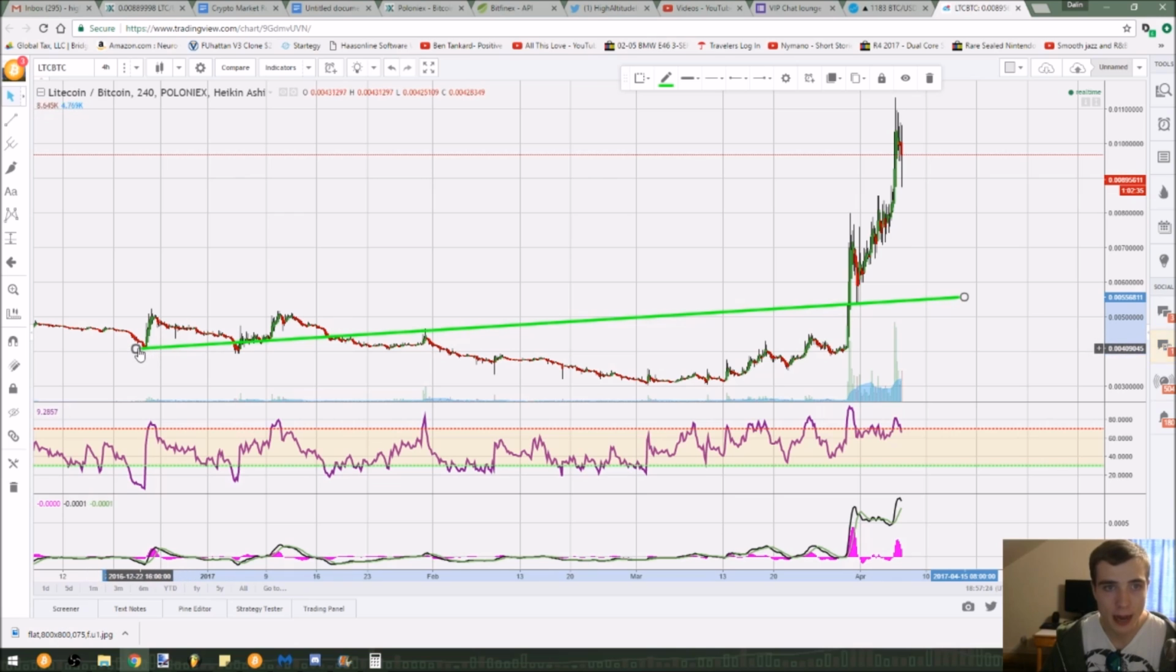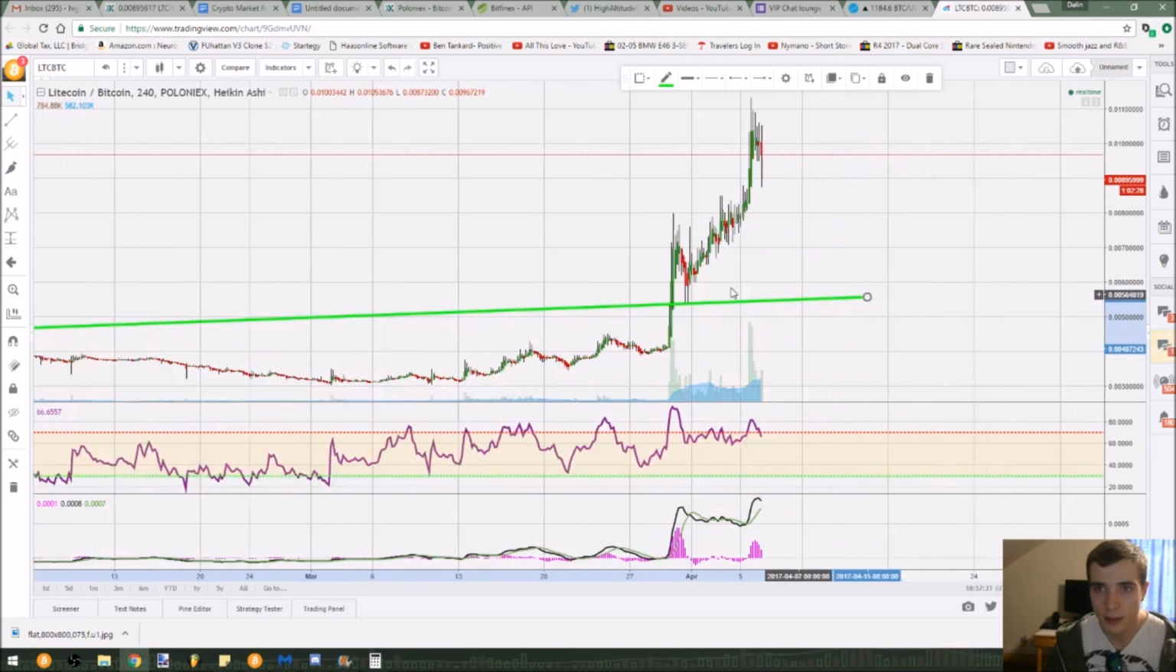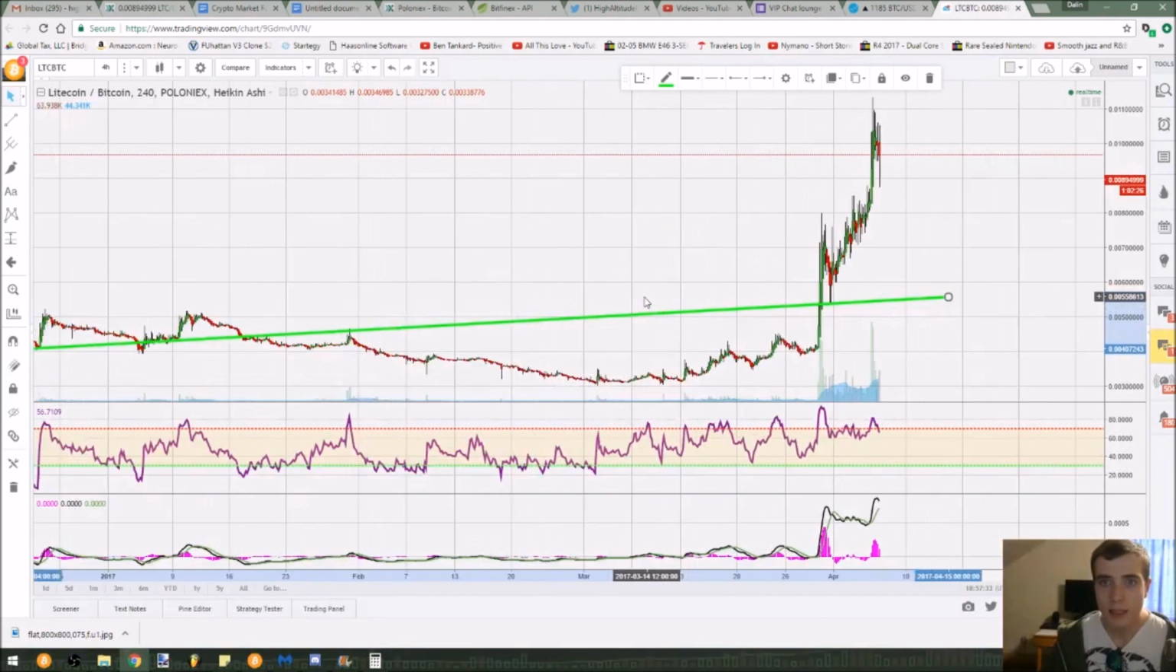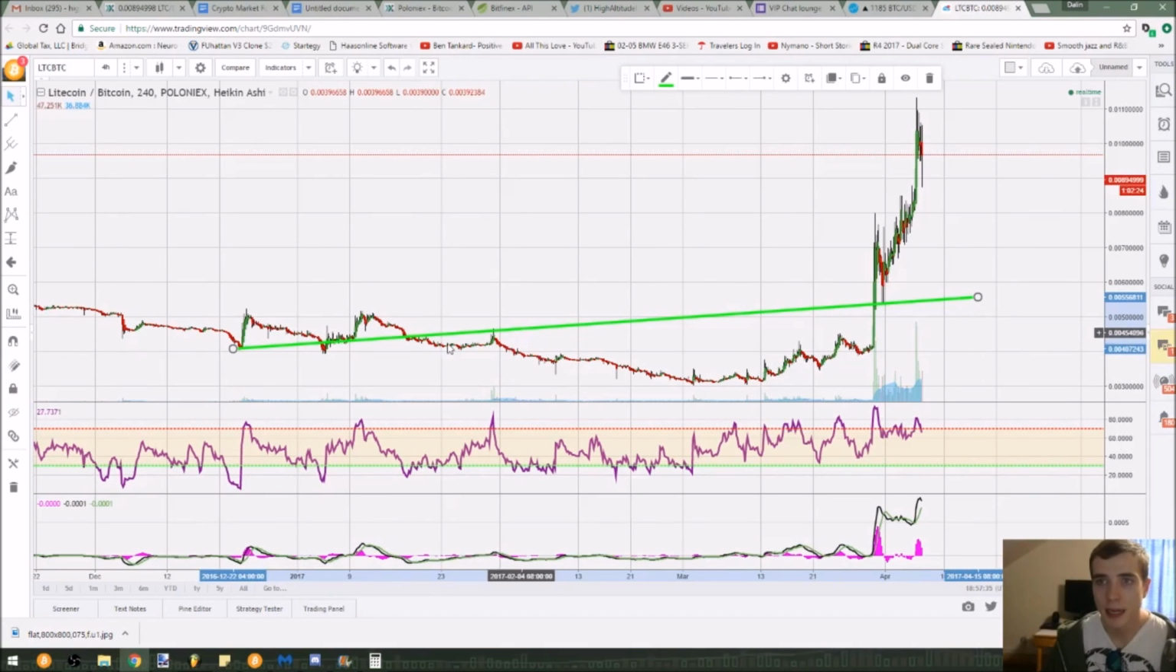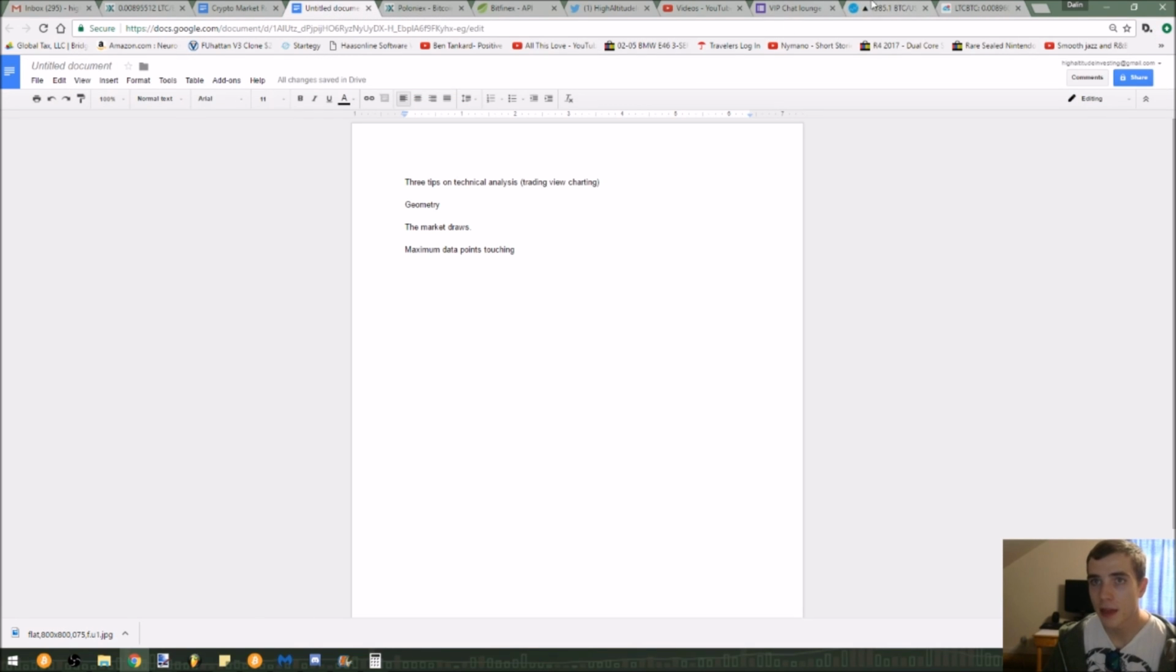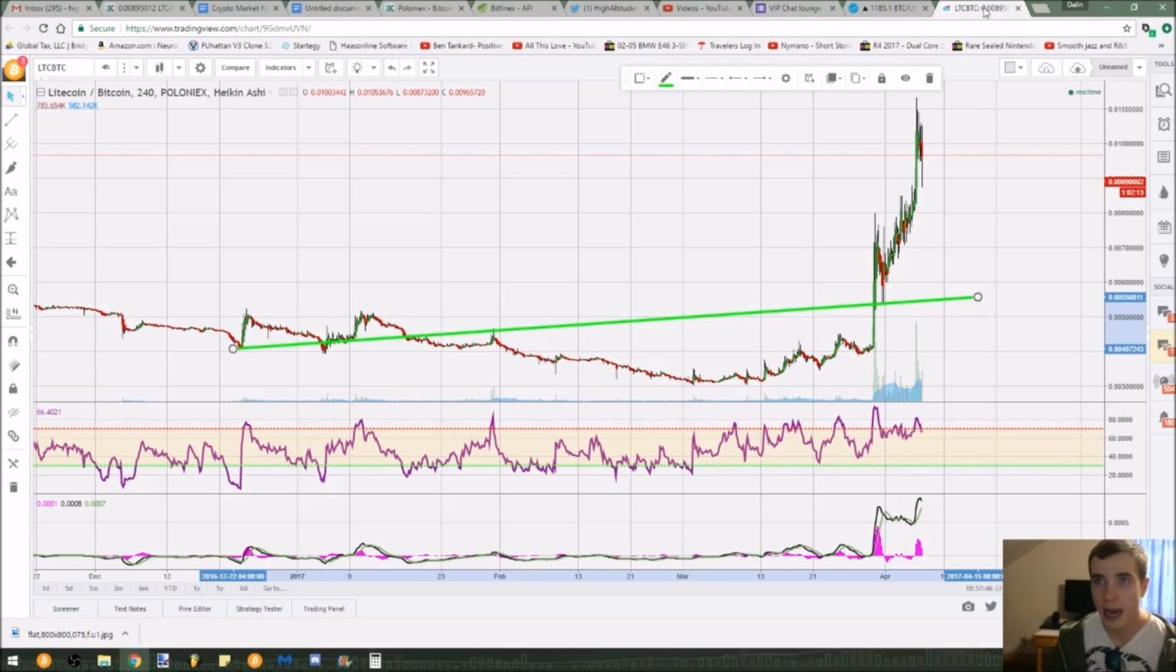Do you see how I just drew this line right here? Because I see it hit this point, this point, this point, and this point. See those wicks right there? That's because I drew that line because that's an important area that the market reacts. See how the market reacts? Now, another important thing to note, so tip number 2 is that the market draws these lines.